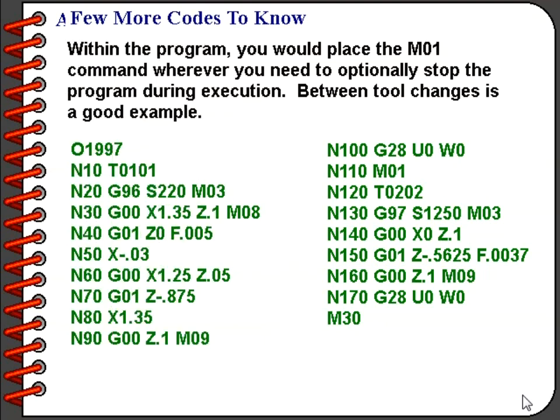In the example program shown here, you can see the M01 command on line number 110, just before the tool change command calling up tool number 2. If the optional stop switch is turned on and this program is running, when it comes to line number 110, the machine will stop, and that allows the setup person to go into the machine and check the workpiece. Notice that there isn't an M01 command before the M30. It doesn't make sense to have an optional stop before the program end.